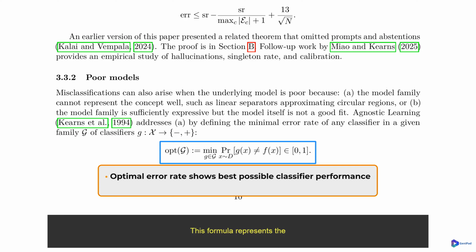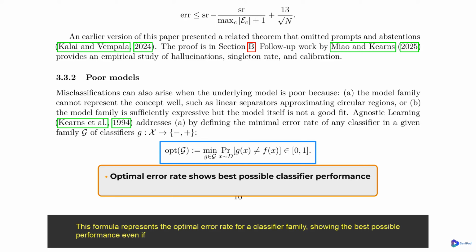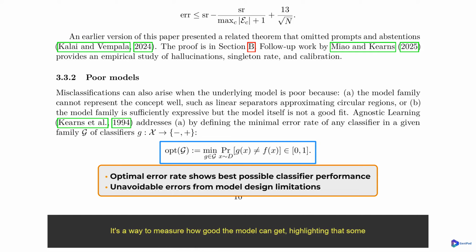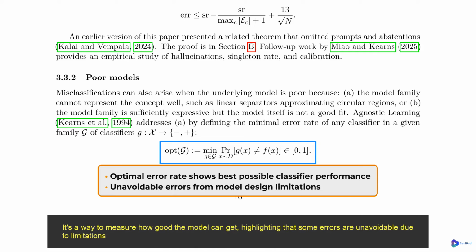This formula represents the optimal error rate for a classifier family, showing the best possible performance even if the model isn't perfect. It's a way to measure how good the model can get, highlighting that some errors are unavoidable due to limitations in the model's design.